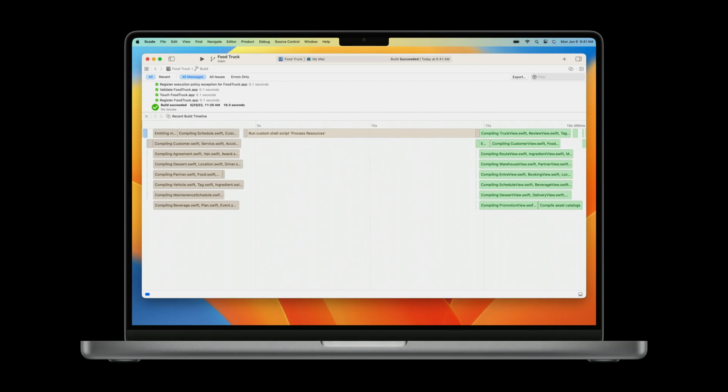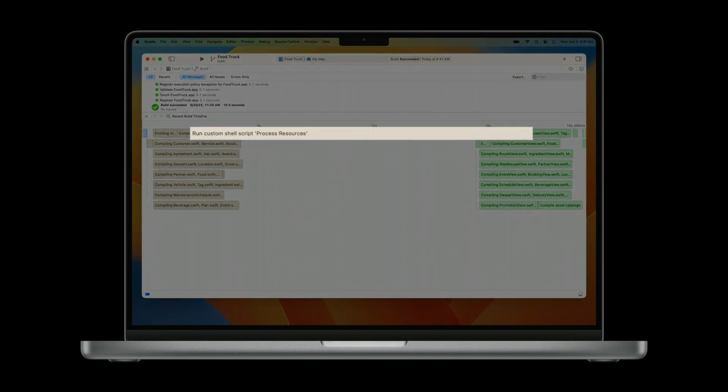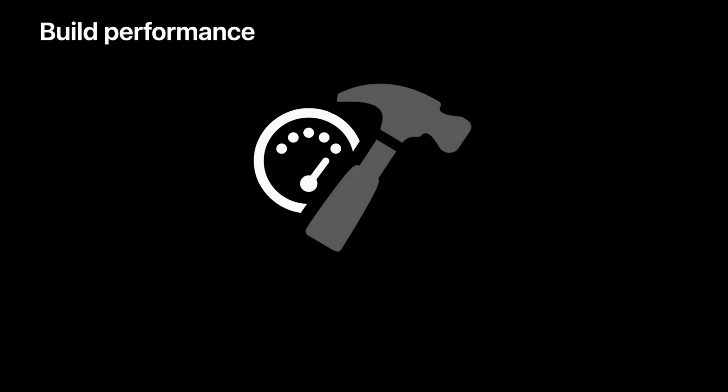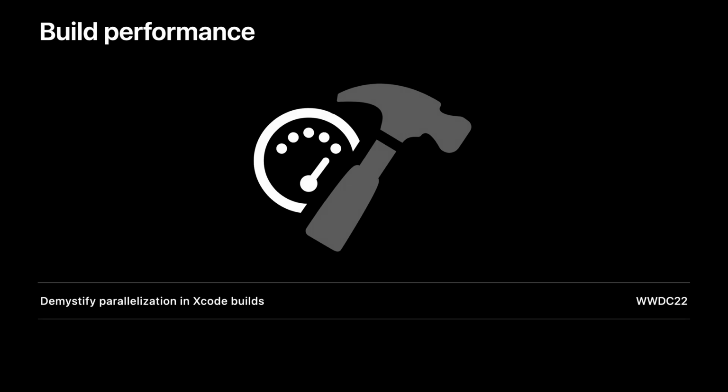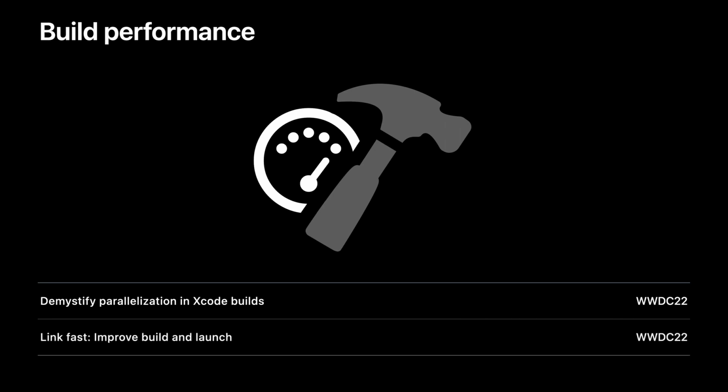Here's the build timeline for Food Truck. I can see a script phase constraining the build to a single core. You can get critical insights and identify performance opportunities in your build with the new build timeline. You can learn all about parallelizing builds, the new build timeline, and linking in "Demystify Parallelization in Xcode Builds" and "Link Fast: Improve Build and Launch."